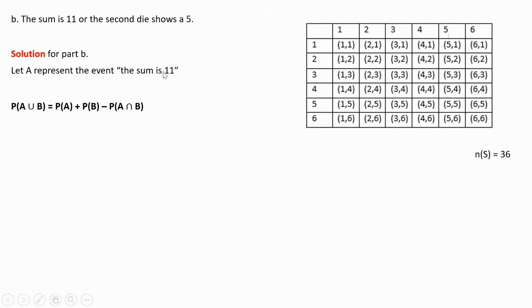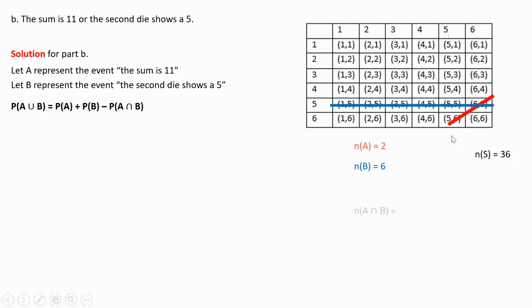So we're going to let A represent the event the sum is 11. And the 11 will be these two here. That's my sum. And let B represent the event that the second die shows a 5. So the second die is a 5 will be all these right here. So it's going to be 6.